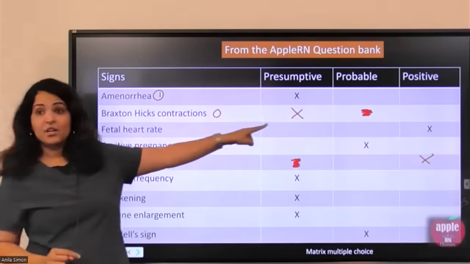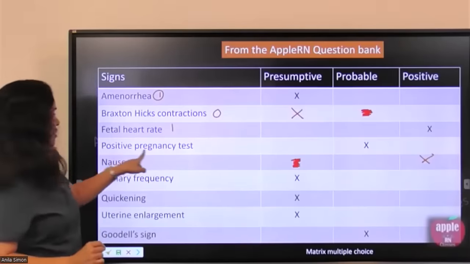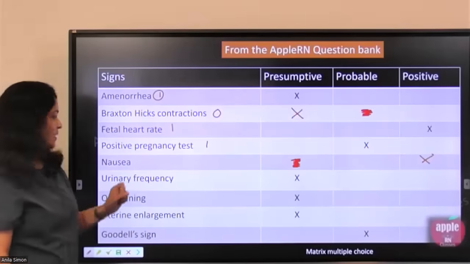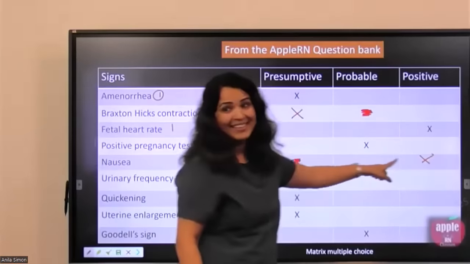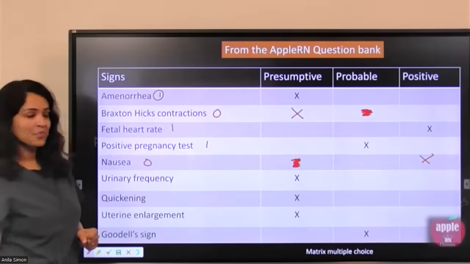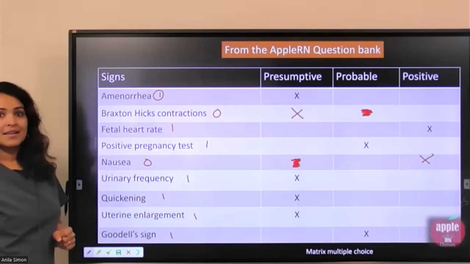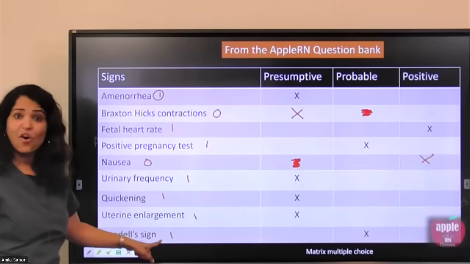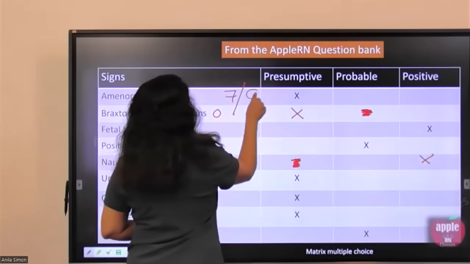Fetal heart rate, you got it right. So you get 1 point again. Positive pregnancy test, you got it right. So you got 1 point again. Okay, this one you got wrong because you selected positive, but this was supposed to be presumptive. So you get 0 points. This is right, this is right, this is right, this is right. So there is 1, 2, 3, 4, 5, 6, 7 points you got out of 9. So you will be getting 7 out of 9.